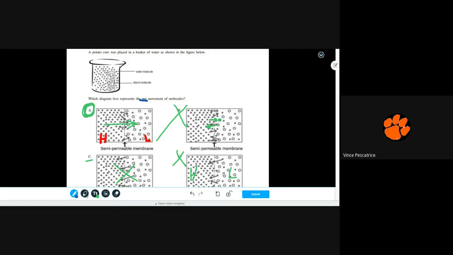In C and D, same thing. In D, the water molecules would not move from a low to a high concentration. They only move from high to low. And in C, the starch molecules are too big to fit through the membrane. Starch molecules are large molecules, and they don't fit through membranes very well. So the water flows in. That's why A is correct.